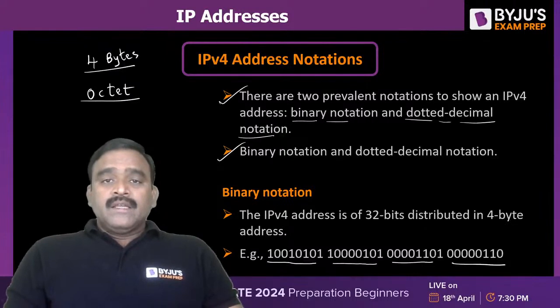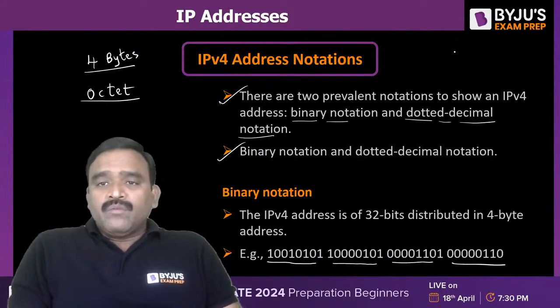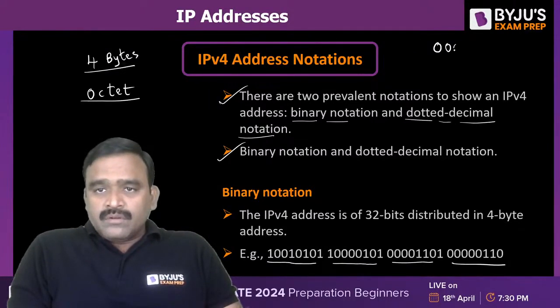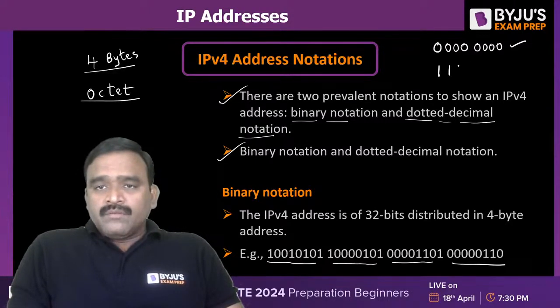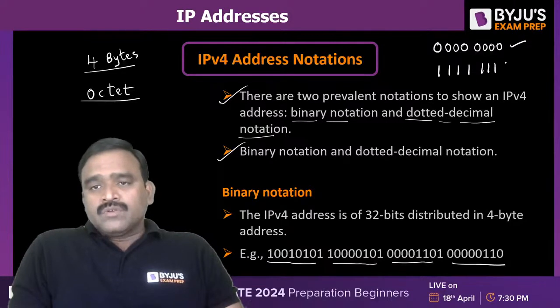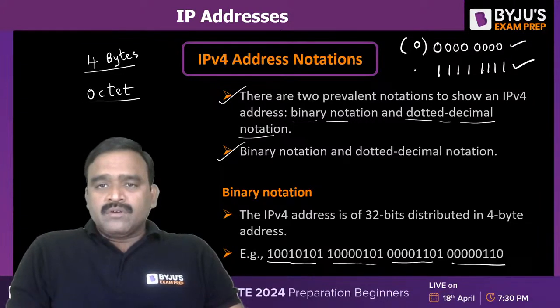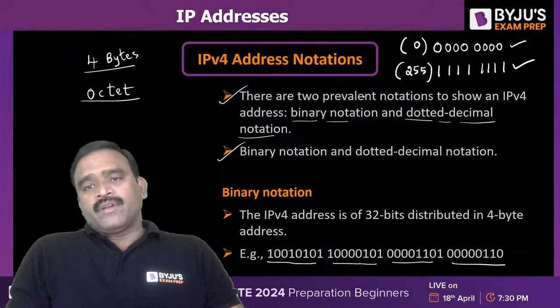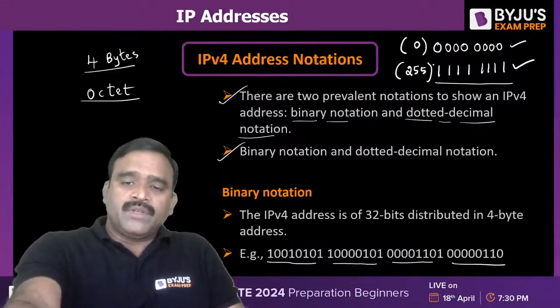It is shown in the binary notation. One thing you have to understand: in binary, what is the smallest value we can show using the 8 bits in the octet? 00000000. This is the least value of 8 bits, and the maximum value is 11111111. So all ones is the maximum value, all zeros is the minimum value. This is equivalent to decimal 0, and this is equivalent to decimal 255. So this is the range: 0 to 255 is the range of values we can have.